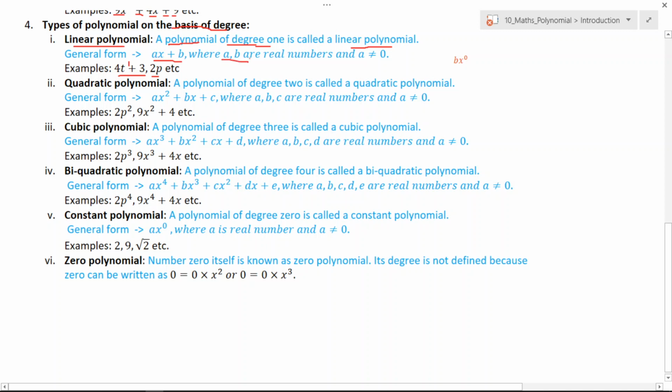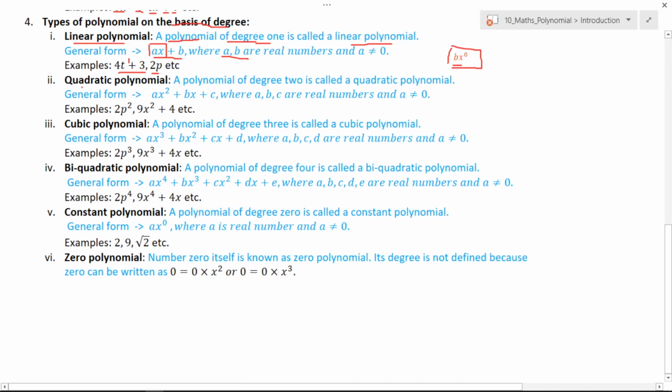a and b are real numbers, and a is not equal to 0. Why is a not equal to 0? Because if a becomes 0, then the first term becomes 0. Then only b is left. B means what? Instead of b we can write b times x to the power 0, and its degree is 0, and it becomes a constant polynomial. Clear? So a is not equal to 0. This is the condition for the linear polynomial.